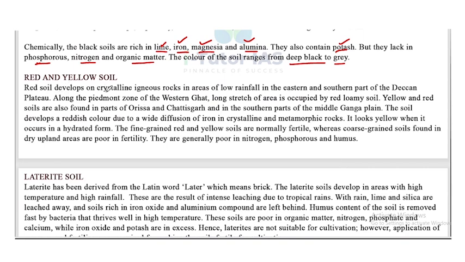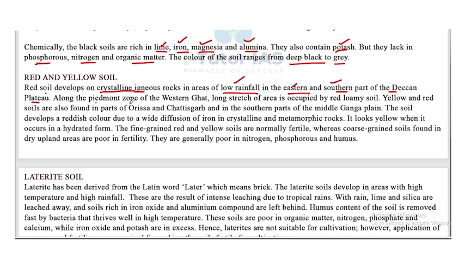Red soil develops on crystalline igneous rocks in areas of low rainfall in the eastern and southern part of the Deccan Plateau. Okay, so the red soil develops on the crystalline igneous rocks in the areas of low rainfall in the eastern and the southern part of the Deccan Plateau.